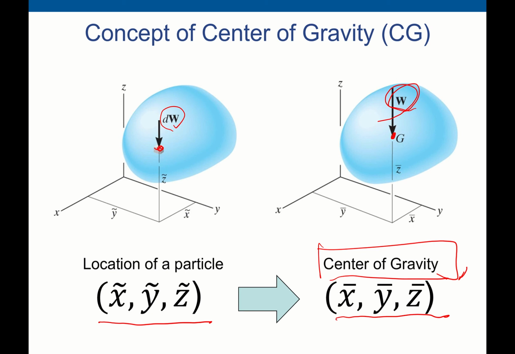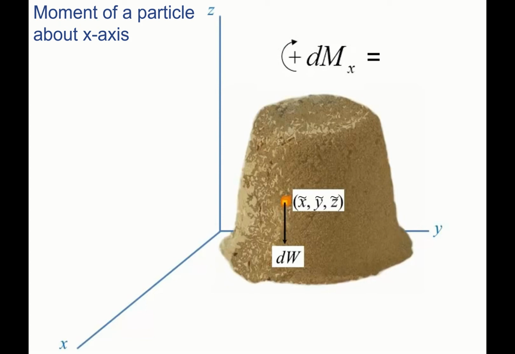So please remember there is a difference between the location of a particle and the center of gravity. The location of a particle is x tilde, y tilde, z tilde. The center of gravity is x bar, y bar, z bar. They are different. They could be the same, but they are different. So you have to understand this. This is a very important concept.